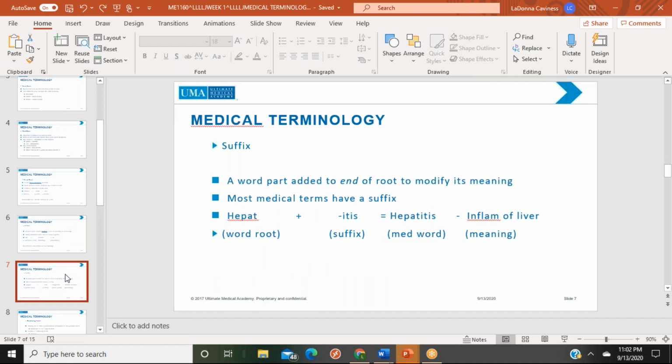Suffix, a word part added to the end of a root to modify its meaning. Most medical terms have a suffix, so keep that in mind, guys. So let's take a look at the term here. HEPAT, which is the word root, plus ITIS, which is the suffix. You pull it together, it's hepatitis, okay? Inflammation of the liver, meaning inflammation of the liver. Okay.